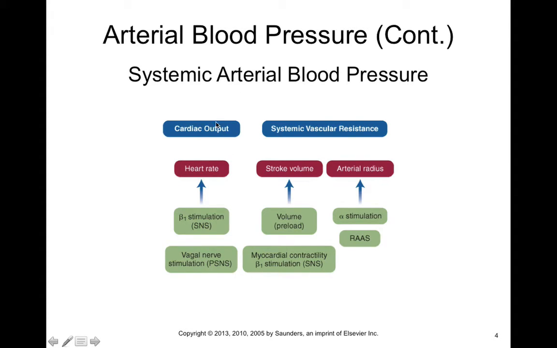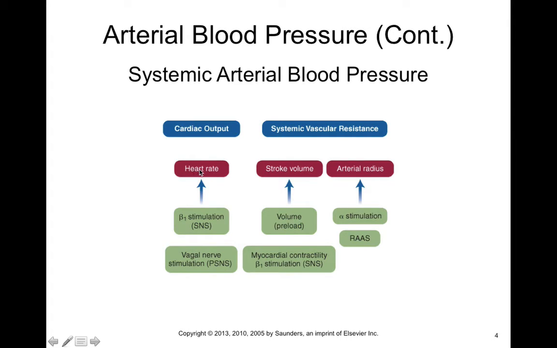So when we talk about cardiac output, the equation for cardiac output is stroke volume times heart rate. Well, we can change our heart rate and stroke volume through a variety of mechanisms. Now, we know that the heart receives sympathetic nervous system stimulation through sympathetic nerves as well as sympathetic hormones. The receptors of the sympathetic nervous system of the heart are the beta-1 receptors. So if we stimulate these beta-1 receptors, we can increase our heart rate.